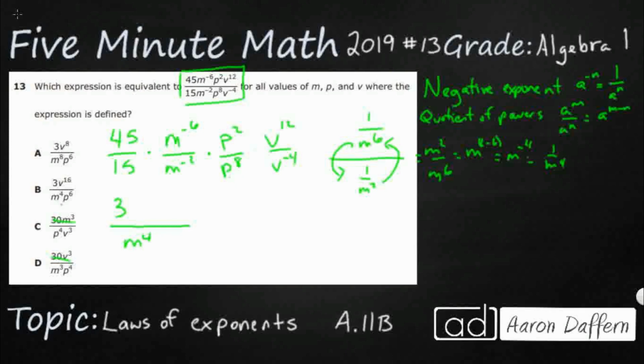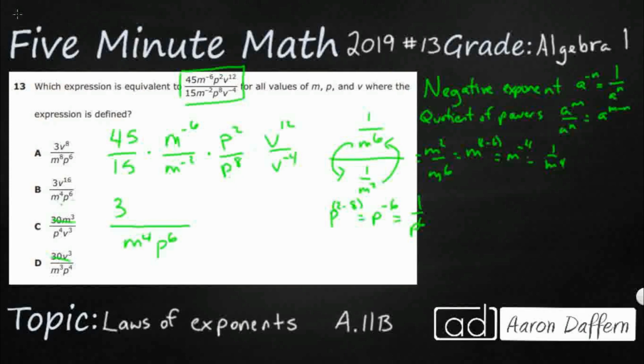So now I'm looking at b. Let's see, I've got my p to the 2 over p to the 8. Once again, we're going to end up subtracting. So p to the 2 minus 8 equals p to the negative 6, which equals 1 over p to the 6. So it looks like my p to the 6 is going down there.